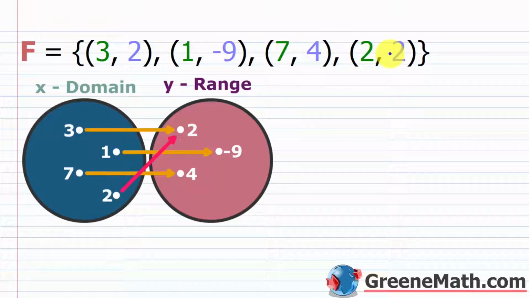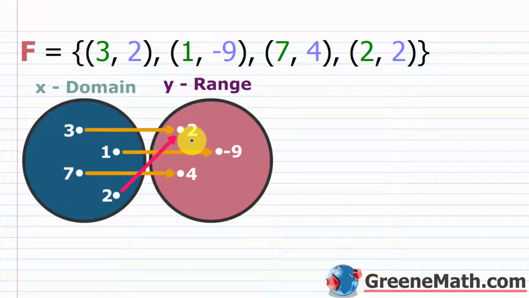So how do we know if this is a function? Again, with this type of simple example, you would go through and look for a duplicate x value, right? Because if you had a duplicate x value, that means that given x value is associated with more than one y value. Now, we can also look at the mapping diagram, and we can see that an x value of 3 is associated with a y value of 2, an x value of 1 is associated with a y value of -9, an x value of 7 is associated with a y value of 4, and an x value of 2 is associated with a y value of 2.